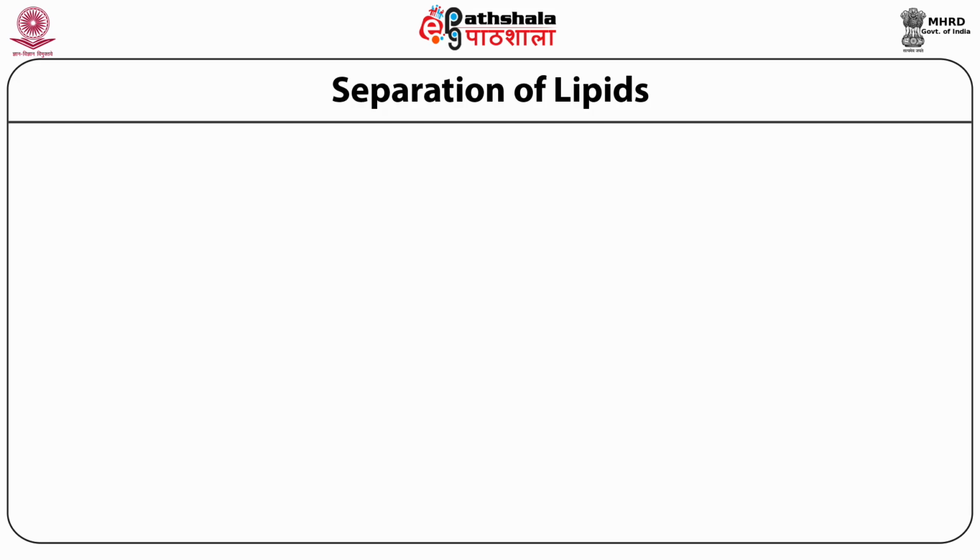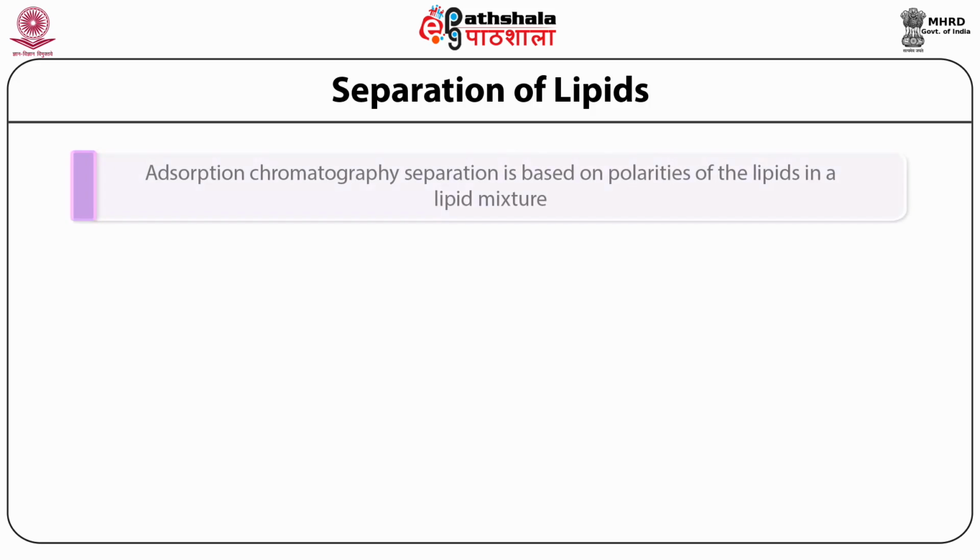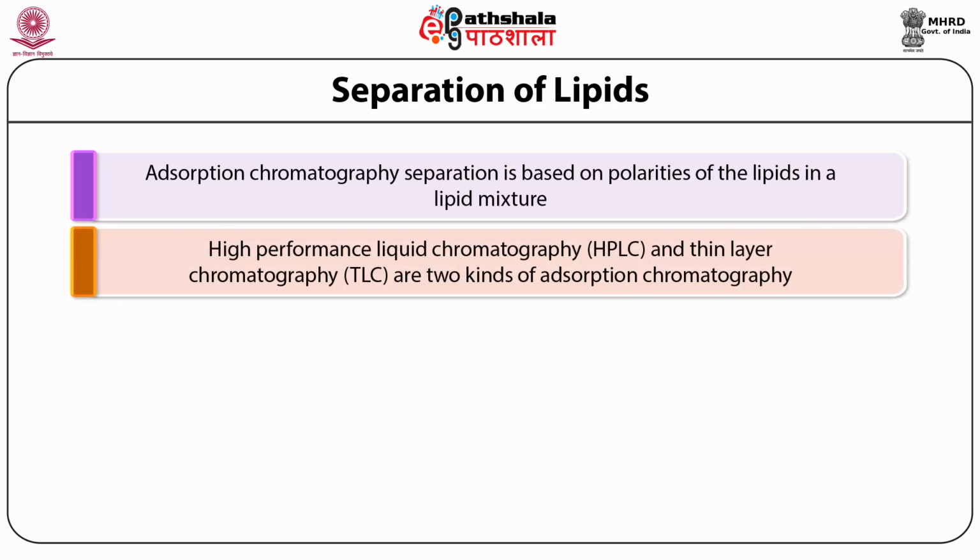Once you have a sample that is enriched in lipids, it's the crude lipid extract that you have. The next step that you would like to do now is to separate these individual lipids from this lipid mixture. In order to do that, we perform adsorption. You make use of adsorption chromatographic methods. So what is adsorption chromatography? In this method, separation is based on polarities of the lipids in a lipid mixture.